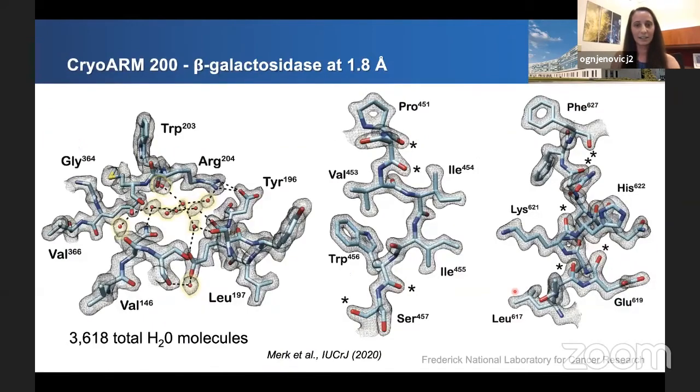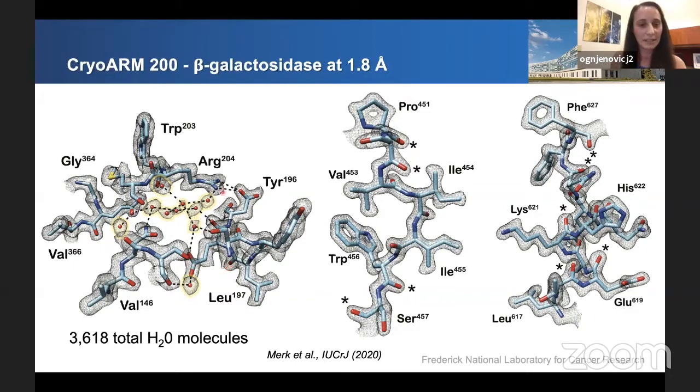And here are just a couple of regions from our 1.8 angstrom BetaGal map. As usual for maps in this resolution range, you can start seeing some high resolution features such as holes in rings, nicely defined carbonyls, ordered water molecules. Here you can see a nice interconnected water chain that sits at the interface of these three regions of protein. Overall, we were able to assign over 3,600 water densities in the map.